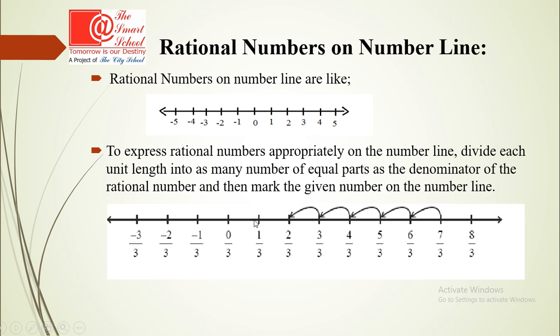We can read the rule: to express rational numbers appropriately on the number line, divide each unit length into as many equal parts as the denominator of the rational number, and then mark the given number on the number line. So the same thing which I just told you in an easier way, the denominator has to be the same. Then we can represent all these numbers on a number line.